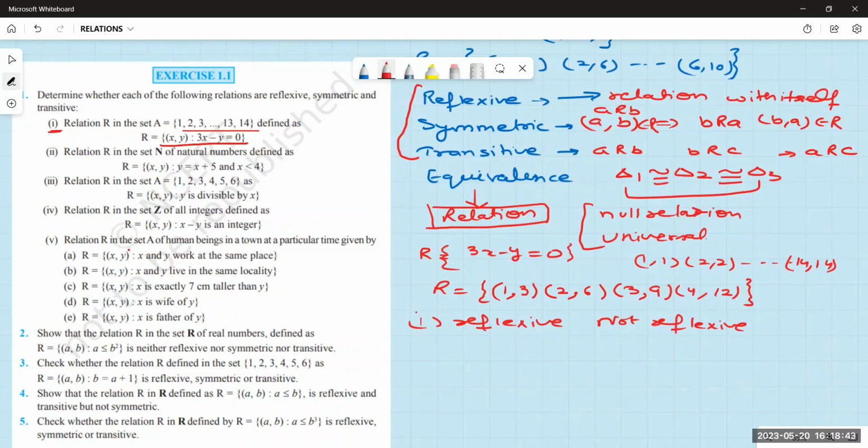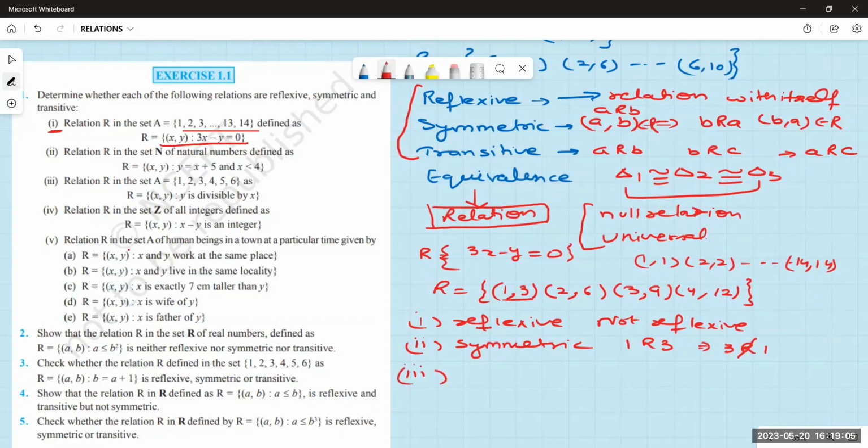Clear? Yes. Second, is it symmetric? No, ma'am. Why? Because 1, 3 is there, but 3, 1 is not. 1, 3 belongs to R. 1 is related to 3, but 3 is not related to 1. So it is not symmetric. Transitive?